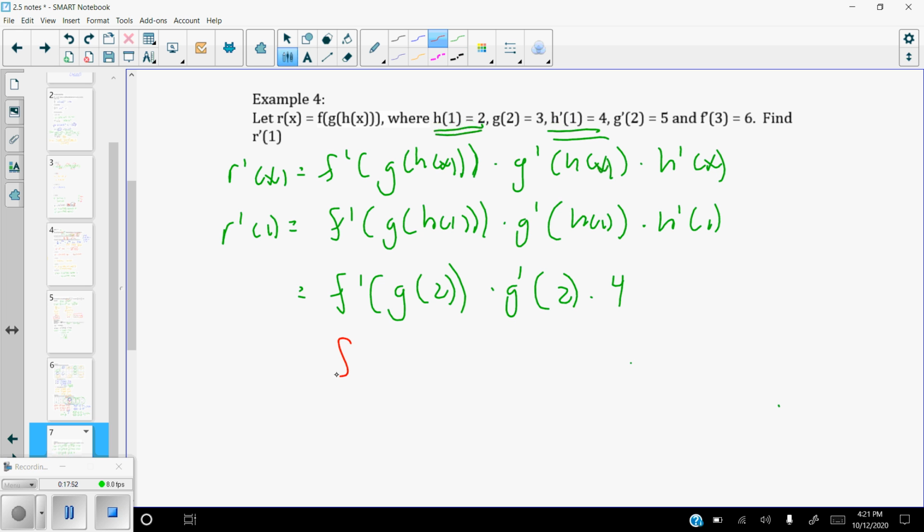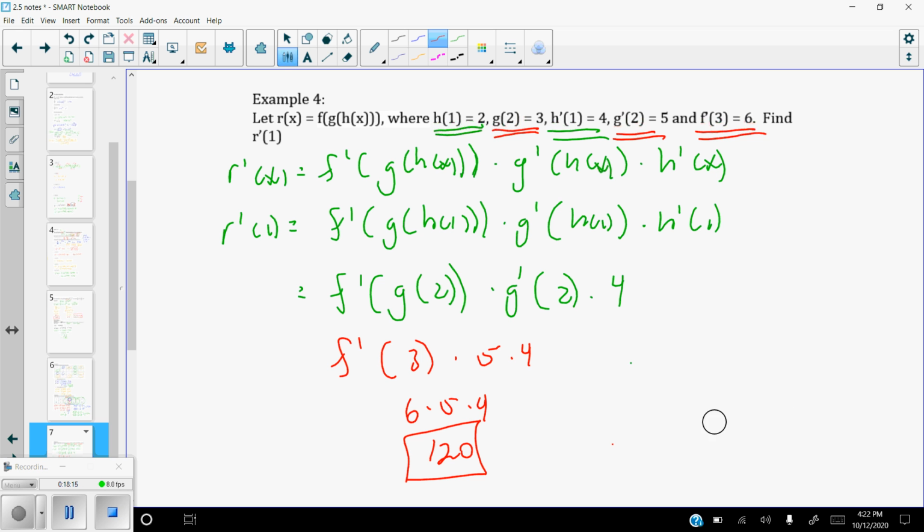Okay? F prime of g of 2. G of 2 is 3. Times g prime of 2, which is 5, times 4. And then f prime of 3, we actually used everything here. So it's 6 times 5 times 4. 6 times 5 is 30, times 4 is 120. And there you would have a triple composite.